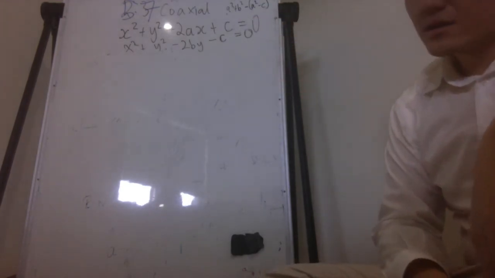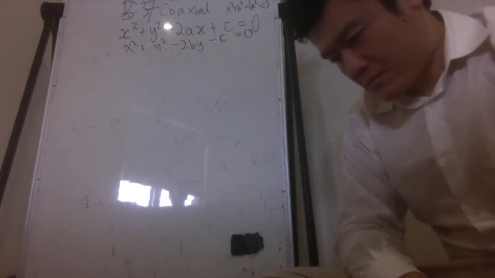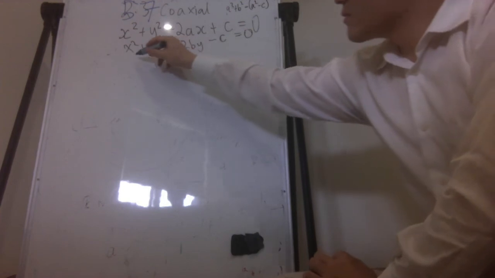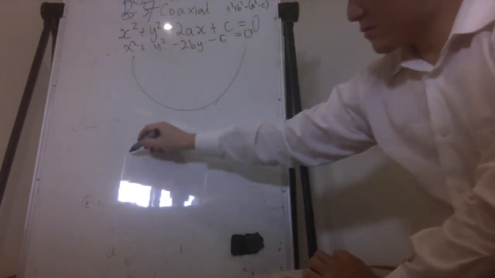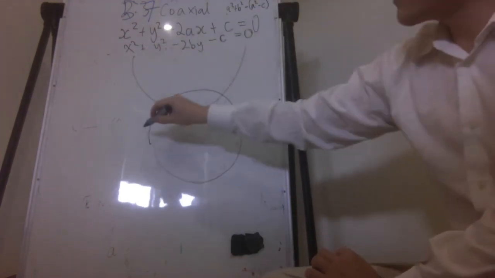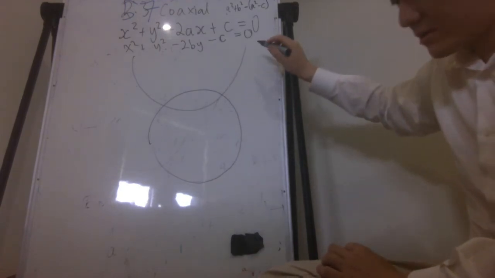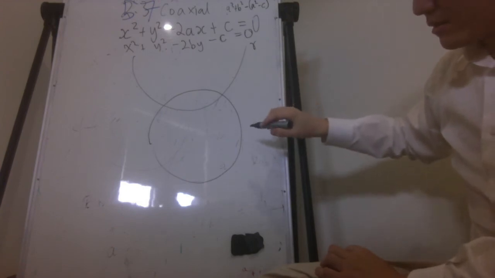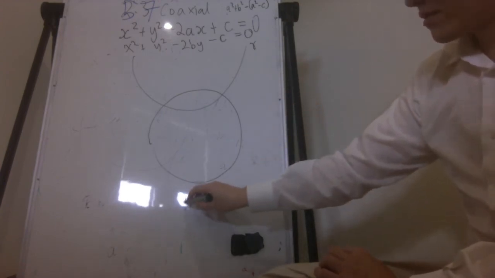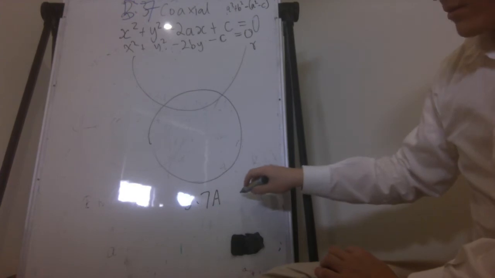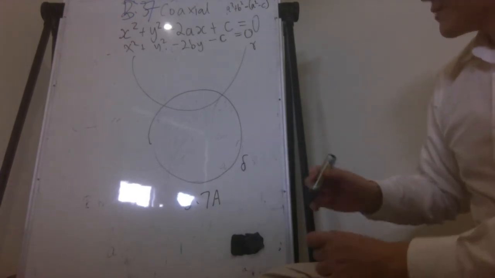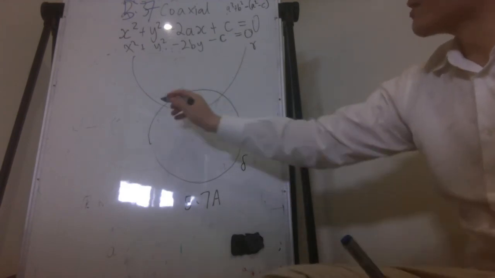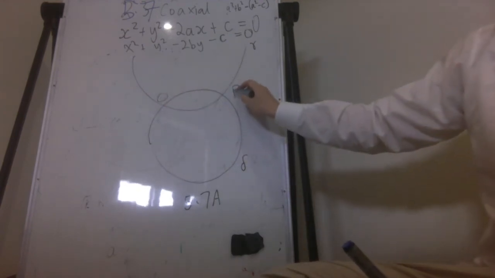Okay. So we have two intersecting circles. Let's call them gamma and delta. So this is a diagram in their text. I haven't quite finished drawing it, but it might come in handy. Okay, and they intersect at P and Q. Okay.